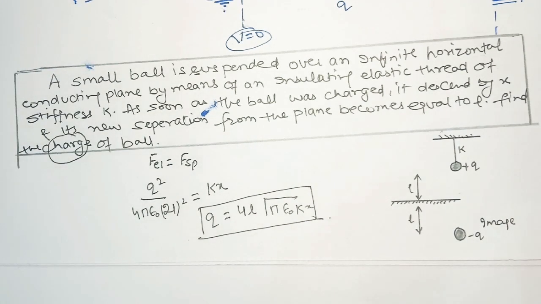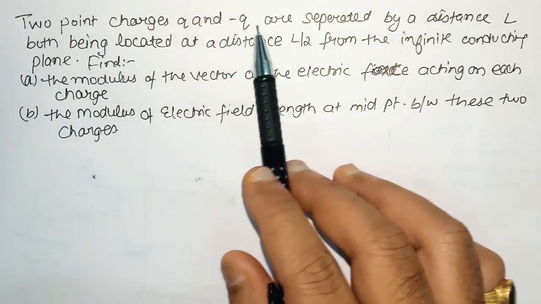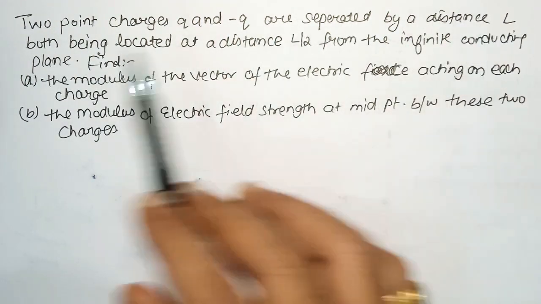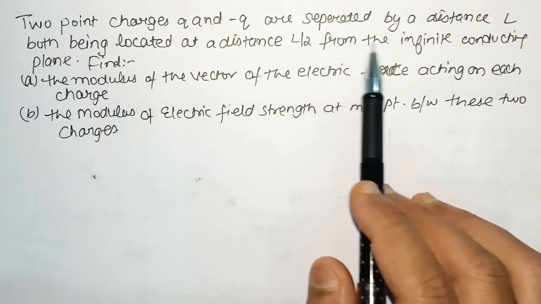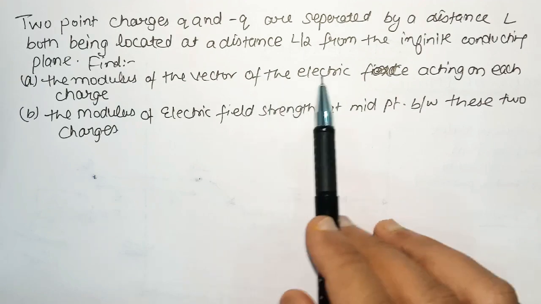Now let us take one more example. The question is: two point charges Q and minus Q are separated by distance L, both being located at distance L by 2 from an infinite conducting plane. Find the modulus of the vector of electric force.